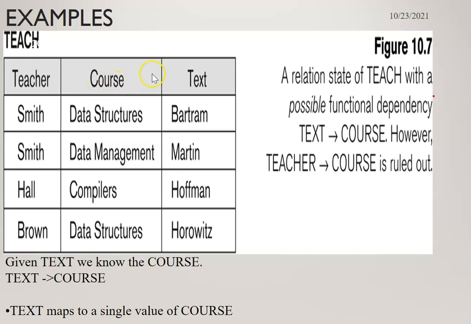Then let's go to the text and the course and ask yourself, is there a functional dependency? So when you say data structures corresponds to Bertram and data structures corresponds to Horowitz. Now, if you look at that, that means that the course cannot determine the text. However, when you say Bertram, we shall know that Bertram is the one who teaches the course data structures. When we say Martin, it's only Martin that teaches data management. When you say Hoffman, so if you look at that, that means the text determines course, because one value of text corresponds to exactly one value of the course. So text also determines the course.